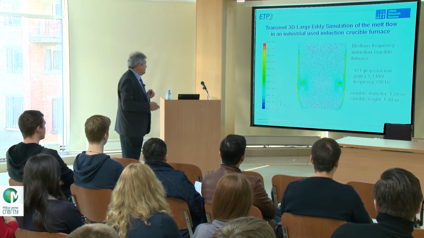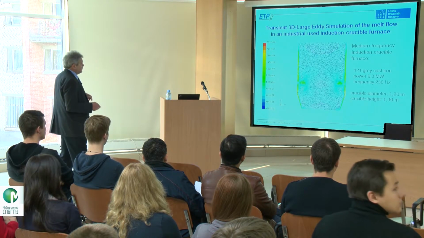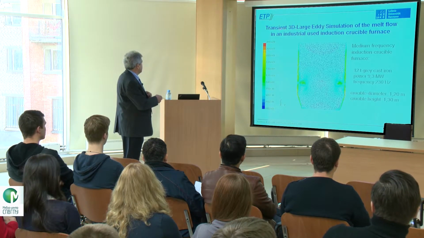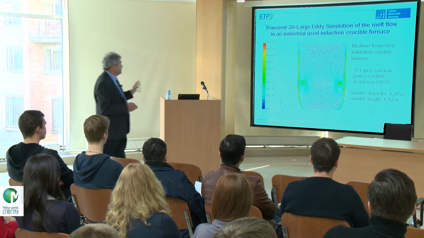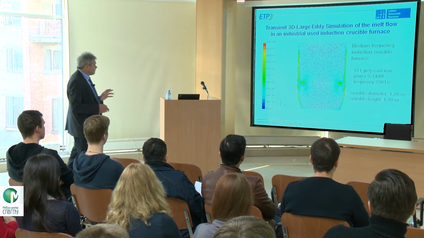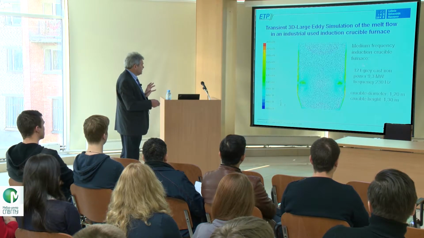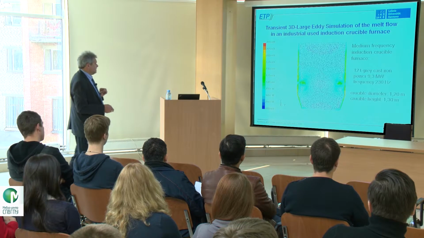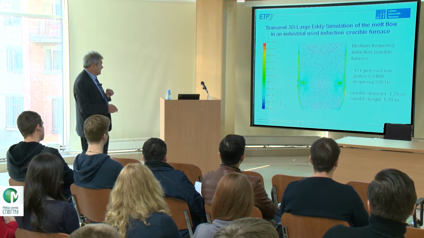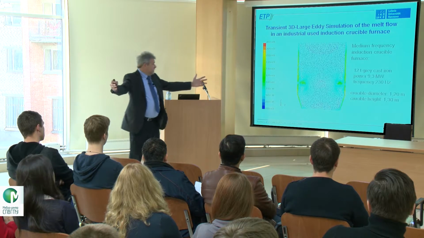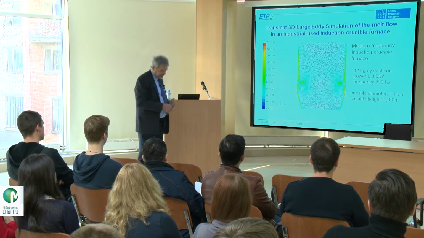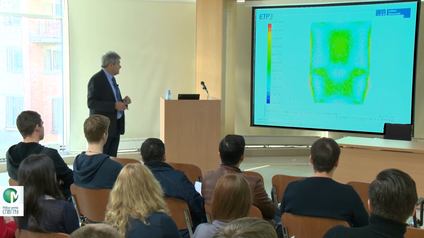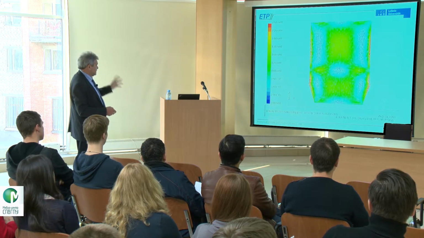Here you see only the cross-section of a crucible furnace, which was simulated by so-called 3D large eddy simulation to simulate the melt flow. It is a real industrial furnace, a 12-ton gray iron furnace. Power is 9.3 megawatt. The frequency which is used is 230 hertz. The diameter is 1 meter 20. So in total that means 12 tons. And here you see the simulation of the melt flow in the cross section. It is a transient simulation.